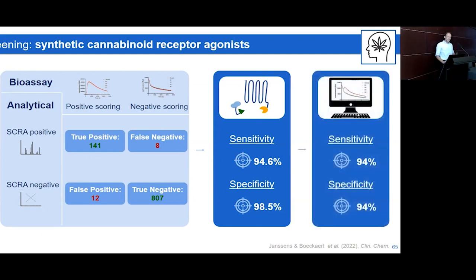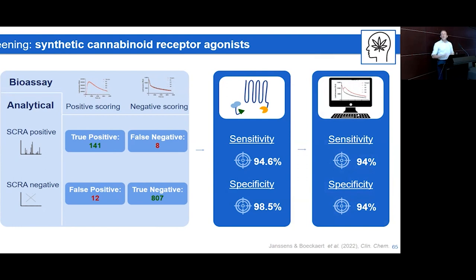We didn't only score profiles like this by ourselves. Here, this is a clear positive one. This is how a negative profile would look. We also had computer-based scoring. The good news for my PhD student was that she still outperformed the computer. This was a machine learning approach, where you teach the computer how to recognize a positive profile.